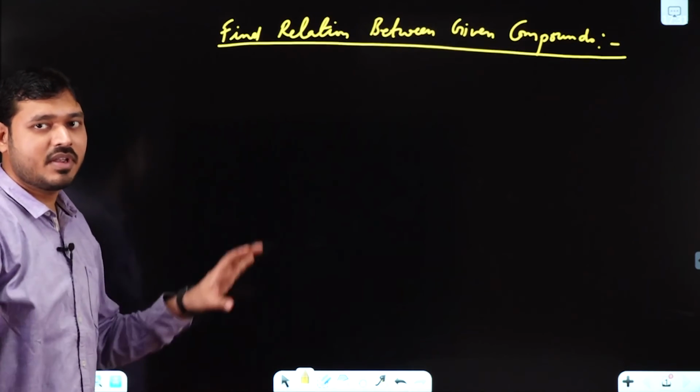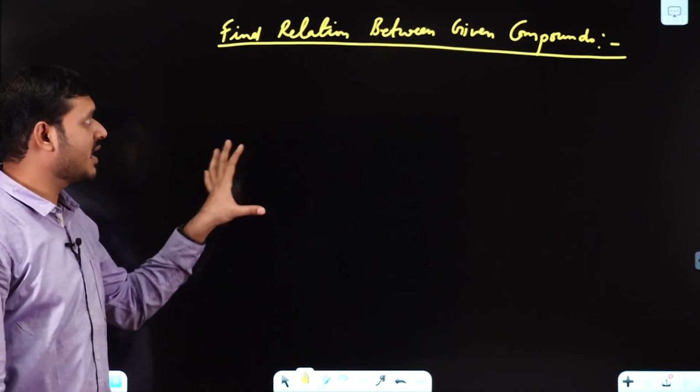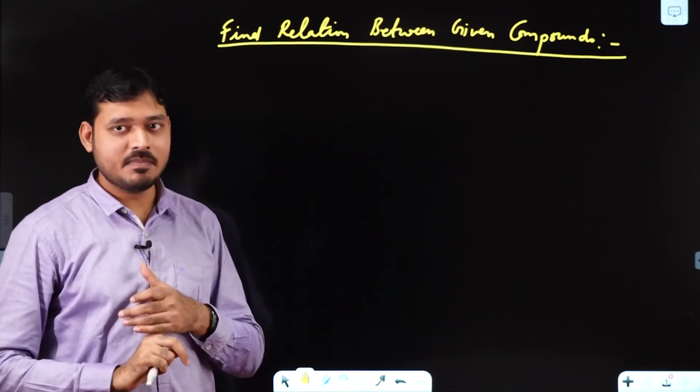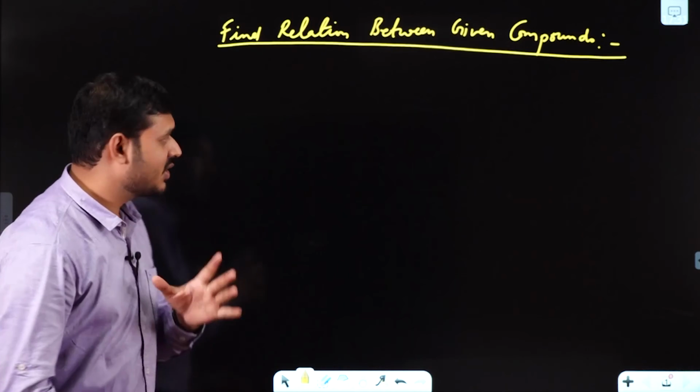Okay, now I am giving you a few examples. Here you have to check the relation between the given compounds. Now relation means what? Either they will be the same, identical, or they will be enantiomers. Okay.